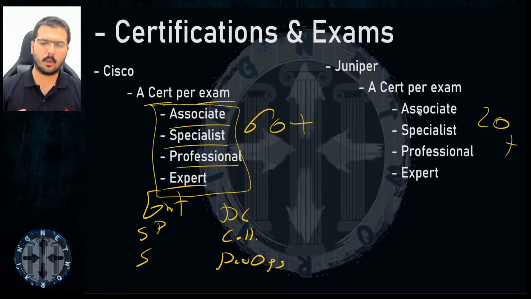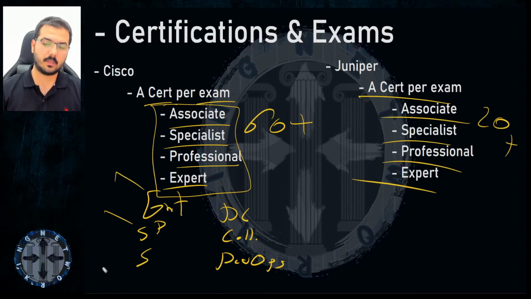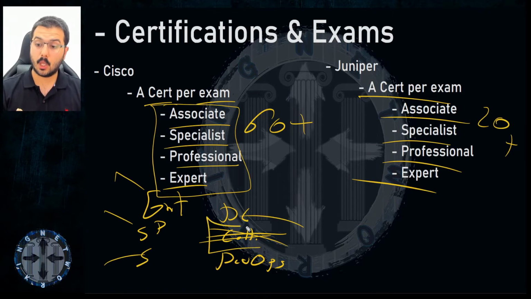Also, there is a cert per exam: associate, specialist, professional, expert. For what? For enterprise, for service providers, for security, for data centers, not collaboration, because I forgot to mention that. Cisco provides, and they are very famous for providing, collaboration solutions for voice and video, while Juniper has nothing with that. Okay, this is something to remember as well. I'm sorry for not mentioning that earlier, but I'm mentioning it here.